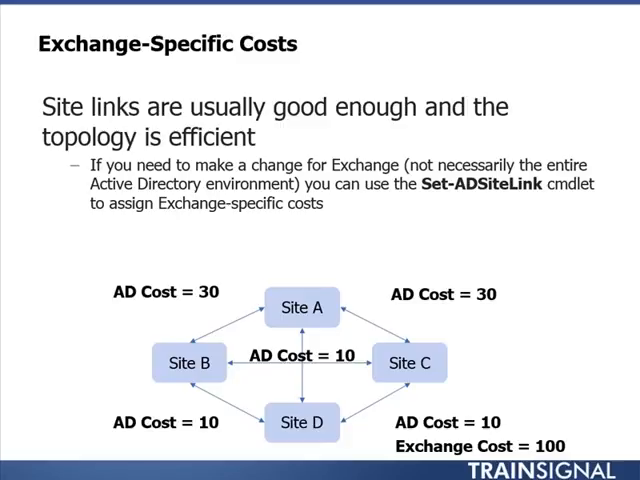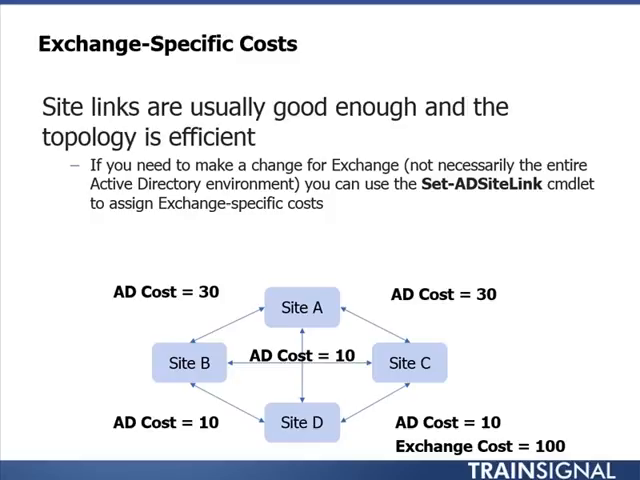you can use the Set-ADSiteLink cmdlet to assign Exchange-specific costs. Using that cmdlet, you can actually say you want the connection between, let's say, site D and site C to have a different cost than what we currently see. Here we're looking at costs of 30 for site A to B and site A to C. We're looking at costs of 10 for B to D, D to C, and then B to C. So there's some math that we would have to do in order to figure out what the least cost routing might be in this circumstance.